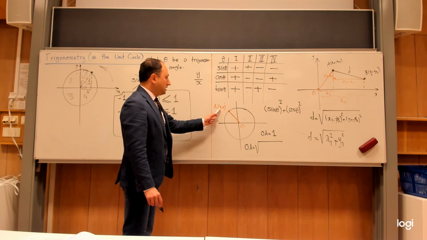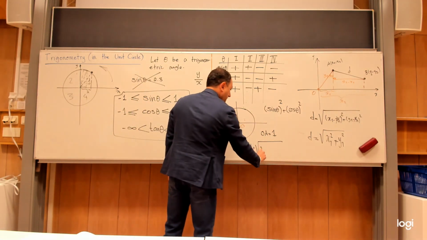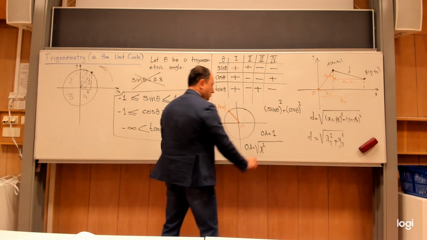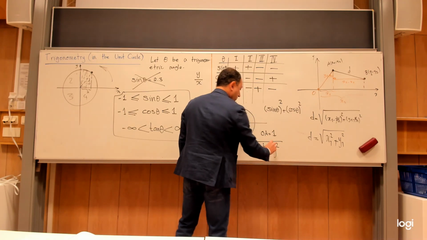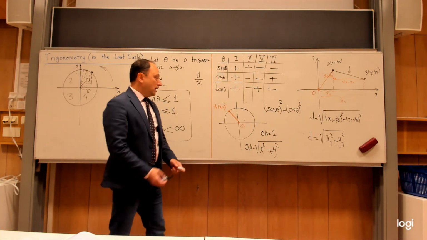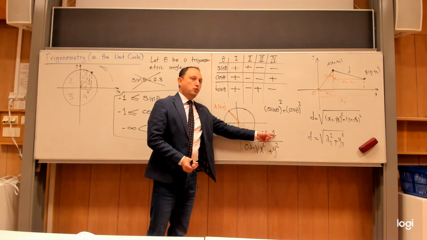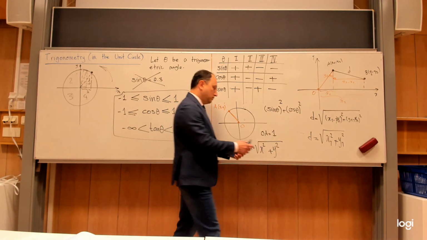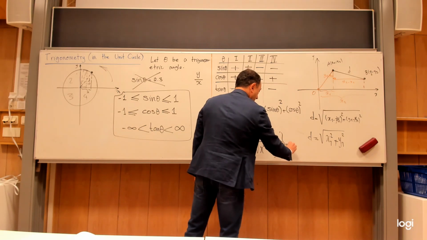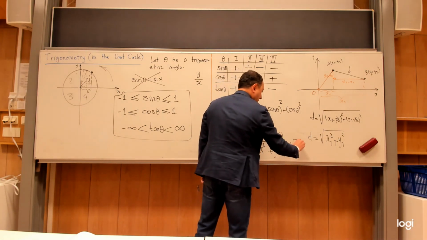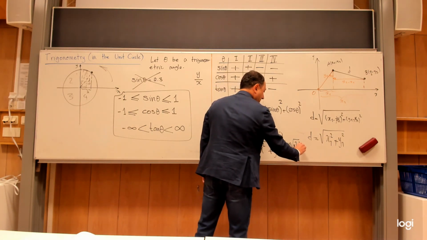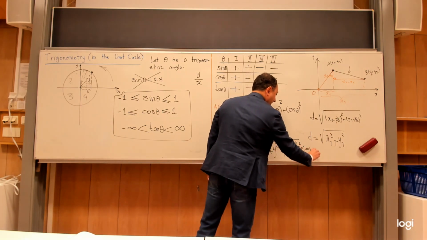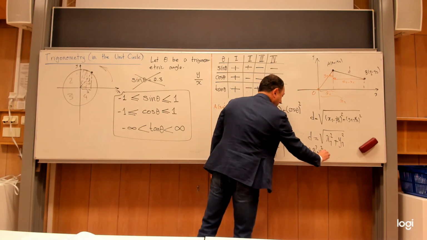I need to take the x coordinate, square it. I need to take the y coordinate, square it, and add them together. Do you agree? Okay, on the one hand, OA is 1. On the other hand, OA is this. So what can I conclude immediately? That the square root of x squared plus y squared is 1. So this means that x squared plus y squared is 1.